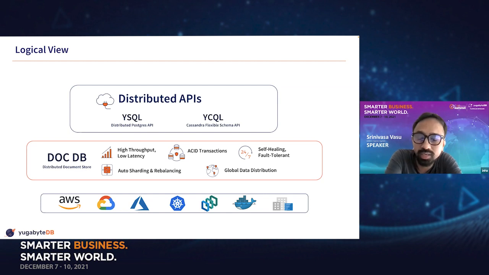So essentially, YugabyteDB is built from the ground up to be cloud native. You would be able to deploy it across various form factors like containers, VMs, public clouds, on-premise data centers, and so on and so forth.